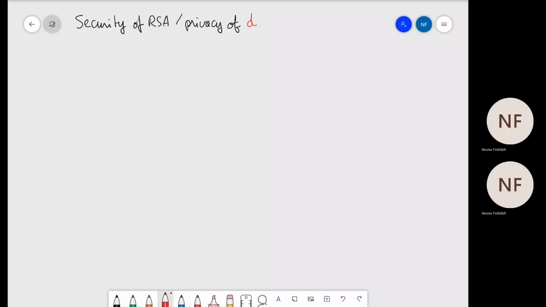Hello, next video about the security of RSA, which relies on the privacy of D. Just as a reminder, what is public is the value of N and E. What is public is also all the steps and the calculation that are needed to build and set up all the values. And we want to make sure that knowing N and E isn't sufficient to get the value of D.